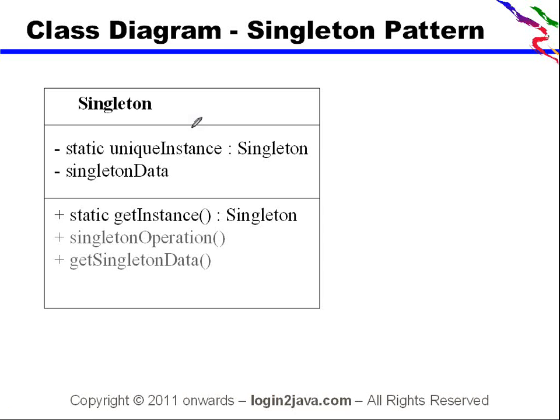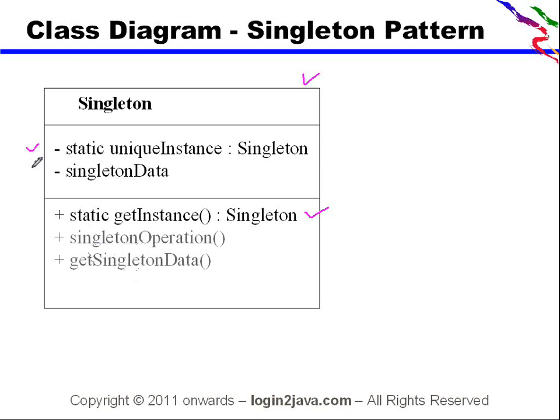So the class diagram is the simplest one. Only one class is there. This is a static unique instance, singleton. The class name is singleton, and singleton data is there, which is basically the requirement or the usage of this particular singleton class. And there is one method, a static method, that is getInstance. Other methods you can have for the operations and for getting and setting the data.